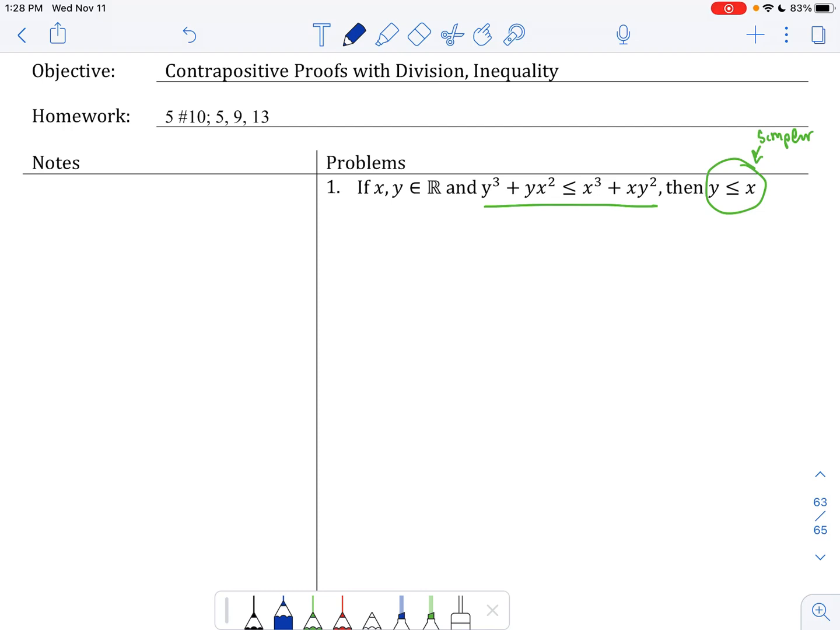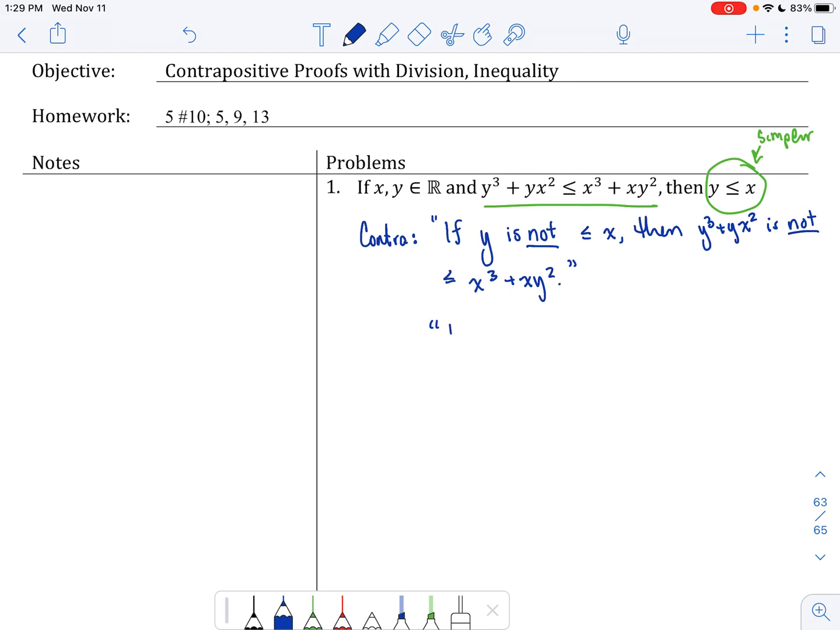So here I'm going to use contrapositive, as I said, and the first thing I want to do is write out this new idea. So the idea is that if y is not less than or equal to x, then y cubed plus yx squared is not less than or equal to x cubed plus xy squared. And again, I might write that out in a more positive way. If y is not less than or equal to x, then y must be greater than x.